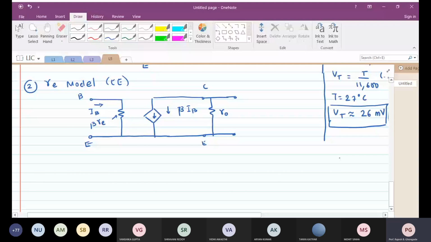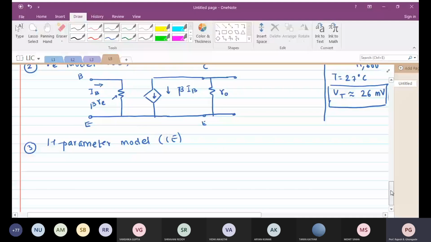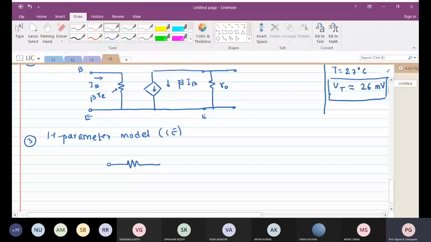And the third type we have already seen, which is the hybrid equivalent model, that is the H parameter equivalent model. Just for the sake of revision, the H parameter model. Of course, we are talking about common emitter here. So you have already seen this. We have used this many times. So it should not be a big surprise for you.